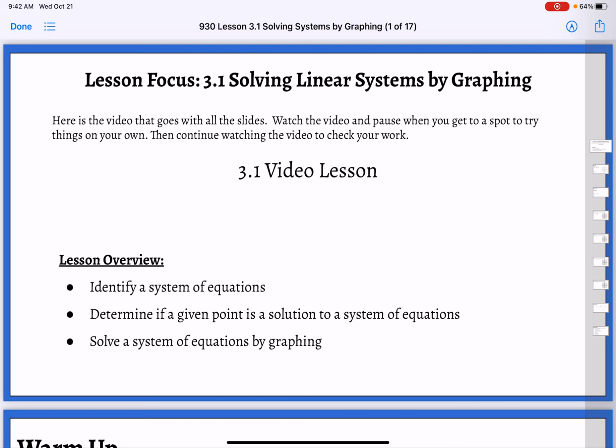So in our very first lesson about systems of equations, we are going to start by talking about how to solve linear systems by graphing. Included in that, we will talk about what on earth a system of equations is and how to figure out what solutions are, as well as using graphing in order to find some of those solutions.